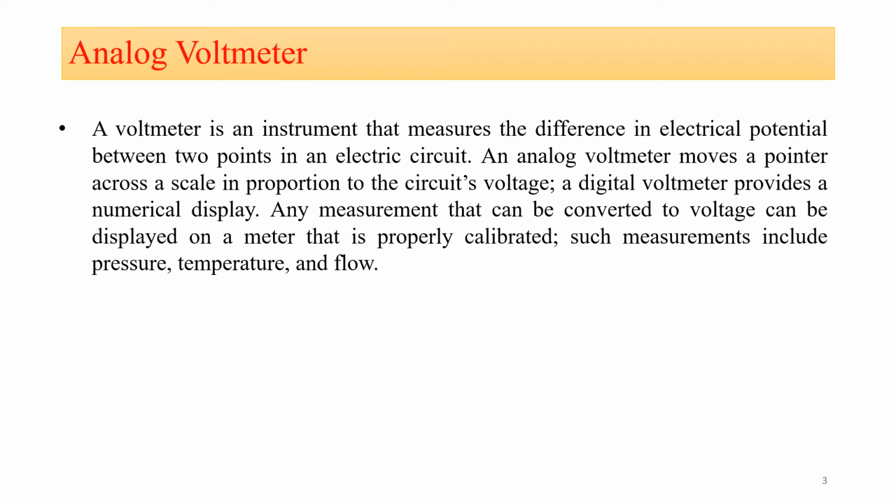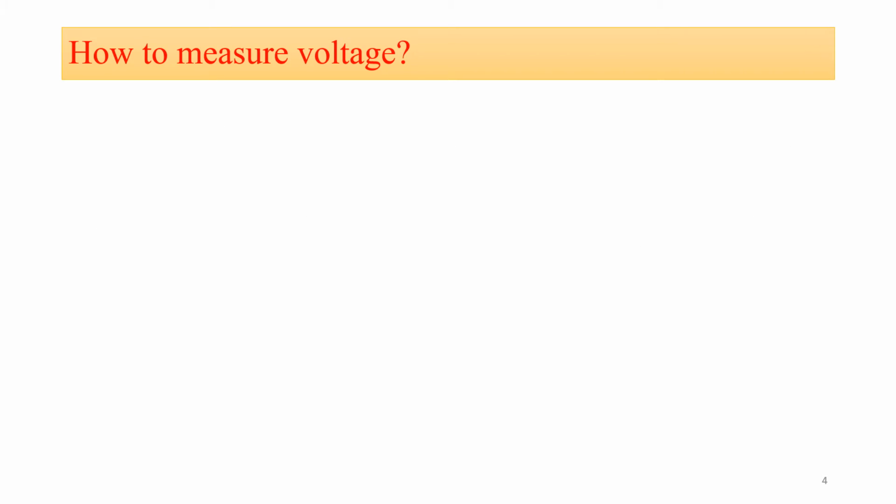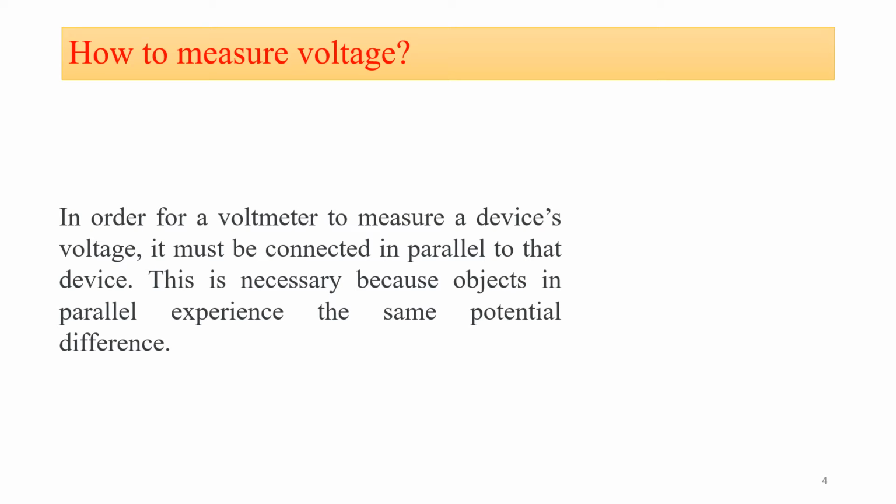Now any measurement that can be converted to voltage can be displayed on a meter that is properly calibrated. Such measurements include pressure, temperature and flow. Now how to measure the voltage? In order for a voltmeter to measure a device's voltage, the voltmeter must be connected in parallel with that device, and this is necessary because objects in parallel have the same potential difference.